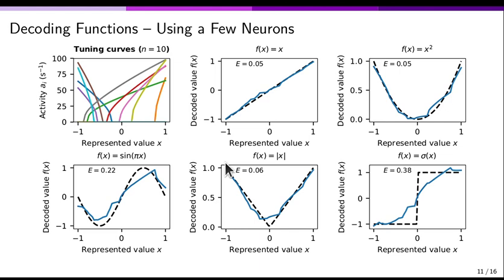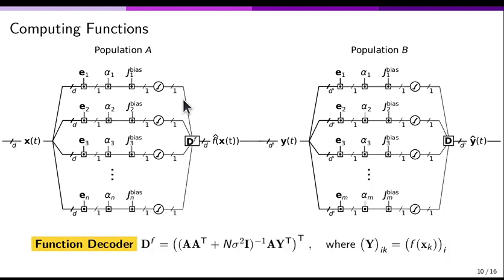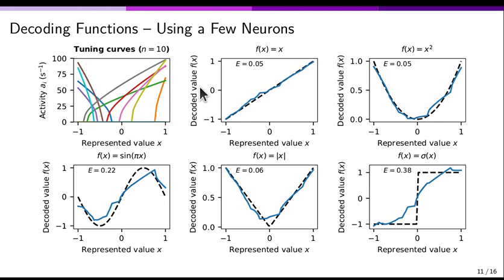So we can try that with a few different functions. Here we're trying it with just 10 neurons, as an example, and again we're just focusing on this decoder part. Here are the randomly generated tuning curves of those 10 neurons. If I try to decode out the function f of x equals x, the identity function, which is what we had been doing before, you get some error. Fine, I solve for my decoder, and I get that.